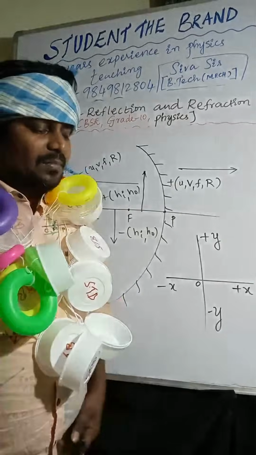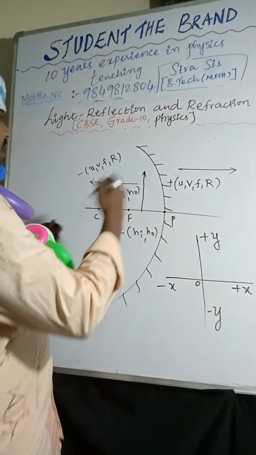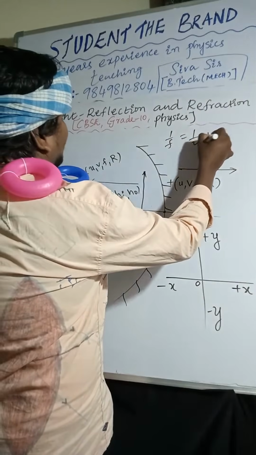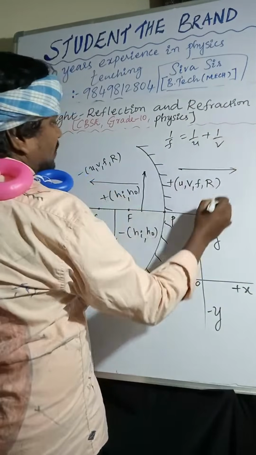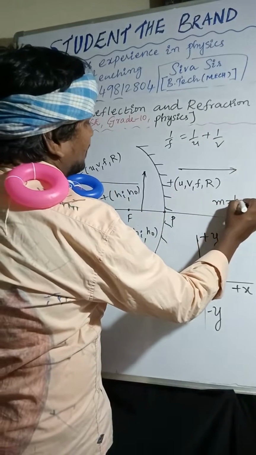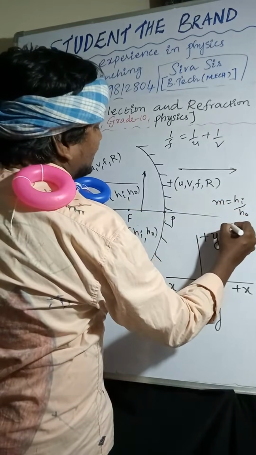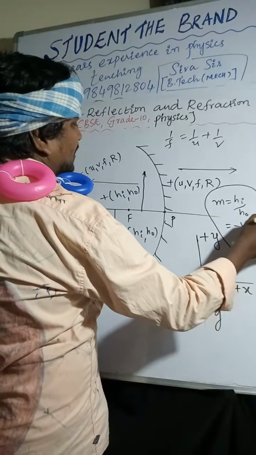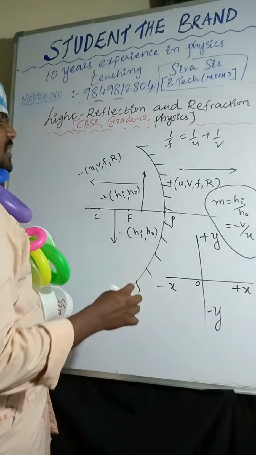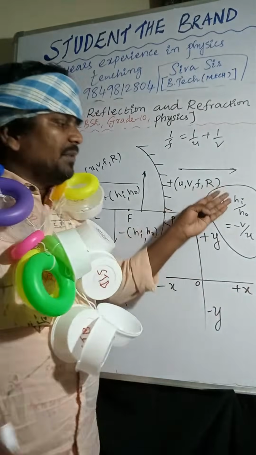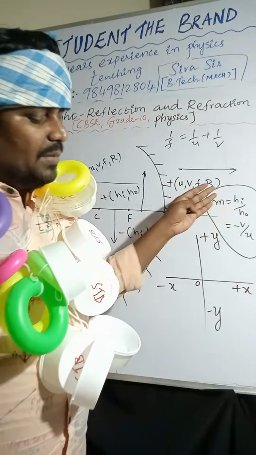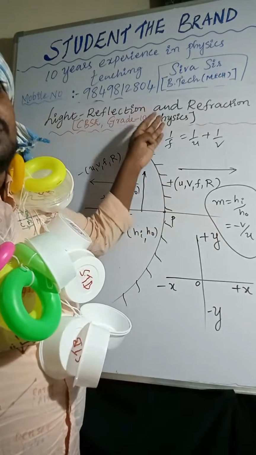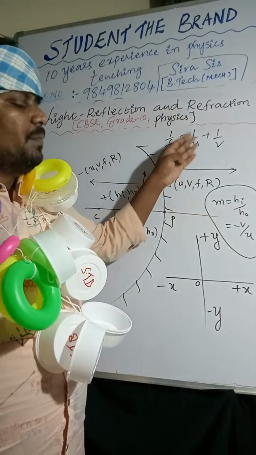Next one, the mirror formula: 1/f = 1/u + 1/v. Magnification equals height of the image by height of the object, that is nothing but minus v by u. So the magnification of the mirror is height of the image by height of the object, equal to minus v by u. The mirror formula is 1/f = 1/u + 1/v.